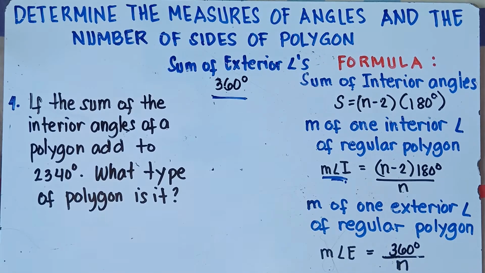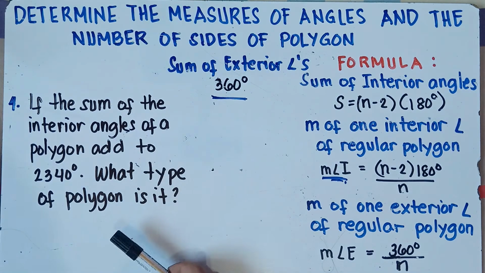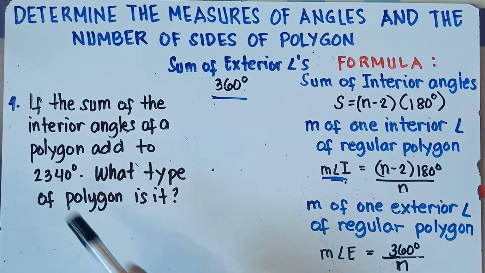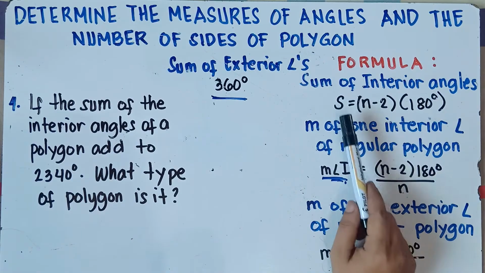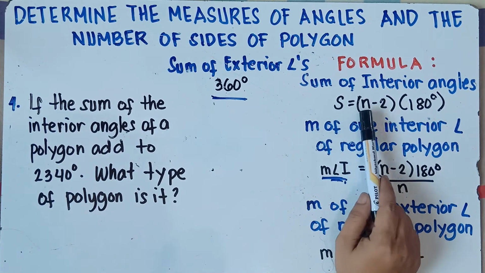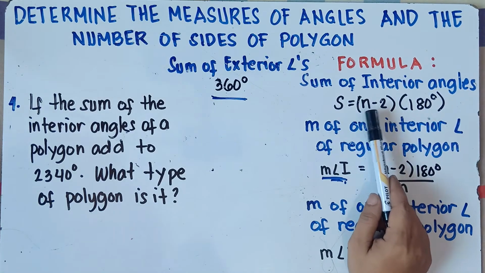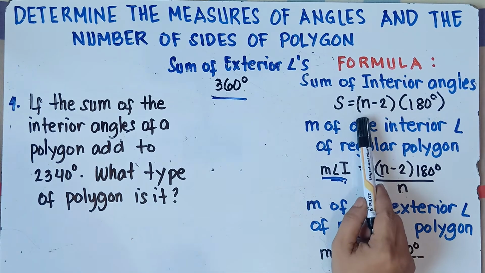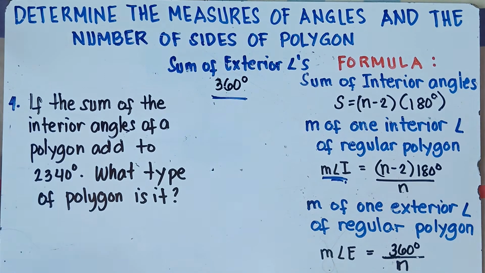Example number 4: if the sum of interior angles of a polygon adds up to 2,340 degrees, what type of polygon is it? So we are given the sum of interior angles, 2,340 degrees. We can simply use this formula: S, the sum, equals quantity n minus 2 times 180 degrees, where n represents the number of sides. Therefore, to determine what type of polygon it is, we need to find the number of sides. So this will be an example in finding the number of sides.